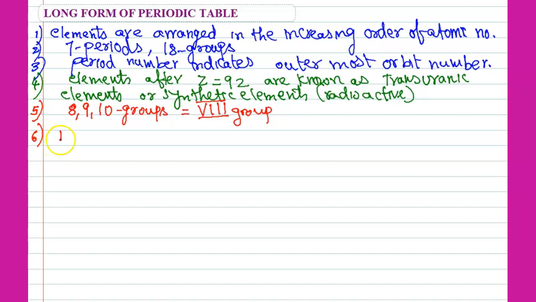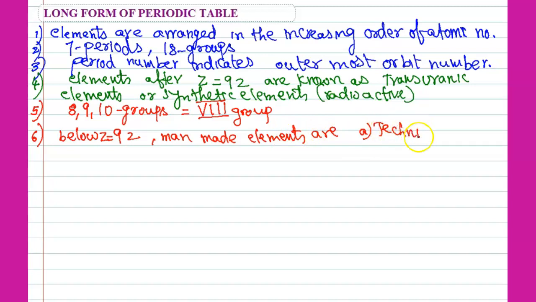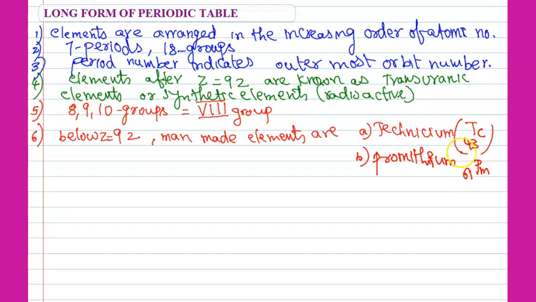And next, sixth point: below atomic number 92, the man-made elements, that means synthetic elements, are technetium, Tc, atomic number 43, and the second one is promethium, Pm, atomic number 61. So these two elements are man-made elements below atomic number 92.